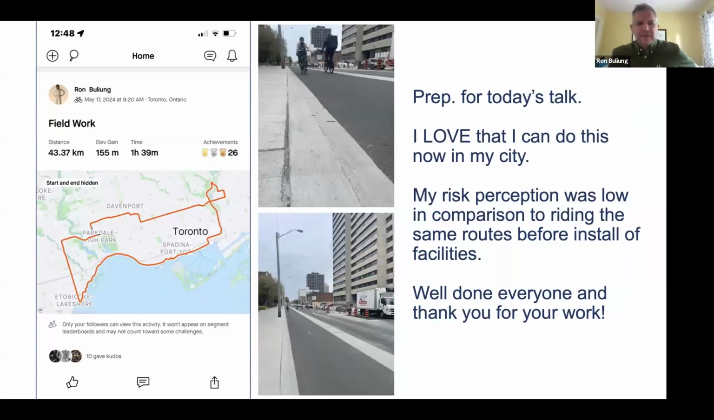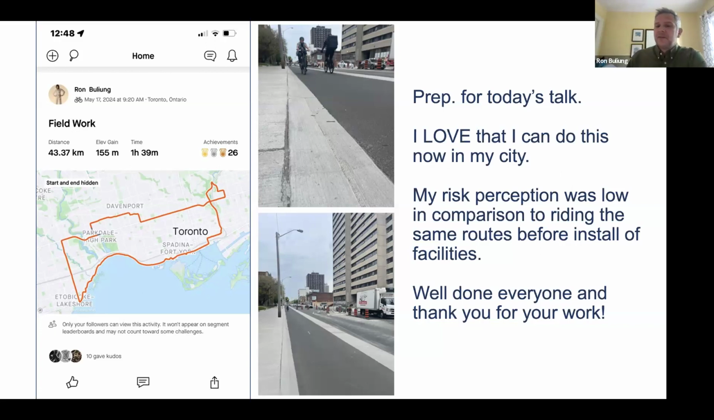So as part of the prep for today's talk, earlier this week, I did a little bit of field work. And, you know, I love that I can do this in my city. So on the left-hand side there, you can see my route that I posted to Strava, and all of that was done on city cycling infrastructure, particularly cycle lanes or cycle tracks. That's something that I couldn't have done in the city of Toronto when I first moved here in 2006.